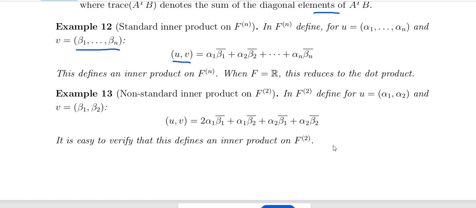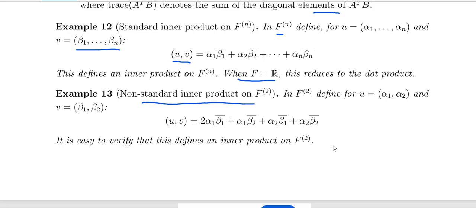So that is alpha 1, beta 1 bar. The field is general; it can be R or C. So alpha 1, beta 1 bar plus alpha 2, beta 2 bar, and so on, plus alpha n, beta n bar. So this defines the inner product on F power n. Suppose F equals R, then this reduces to the dot product. That means alpha 1 beta 1 plus alpha 2 beta 2 plus and so on, alpha n beta n.